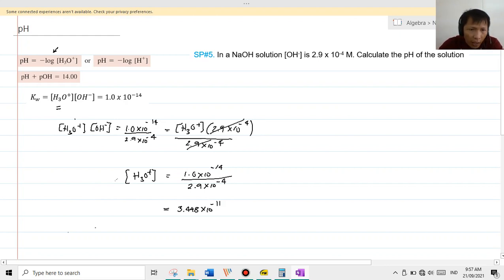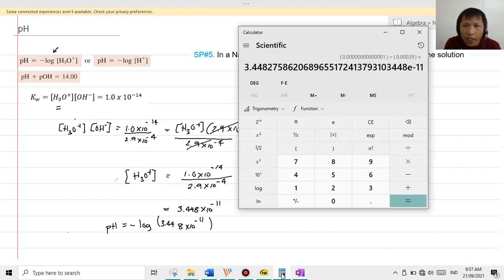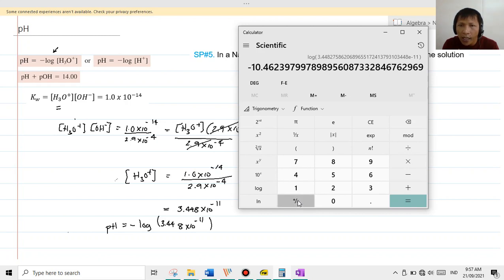And then calculate the pH. The pH is the negative log of your 3.448 times 10 to the negative 11. So, the negative log of that. I take the log and then negate it. Negative log. So, that would be 10.5. So, the answer is 10.5.